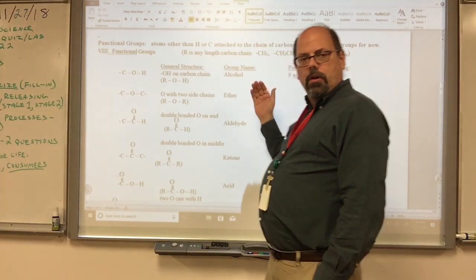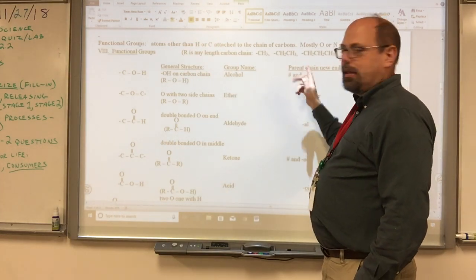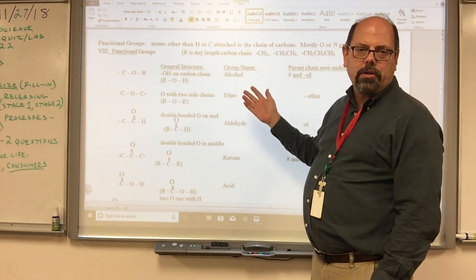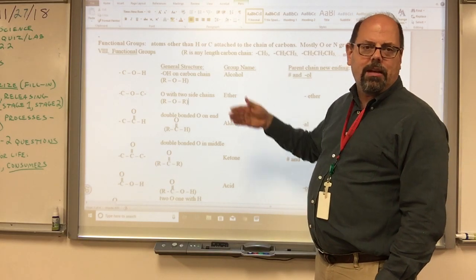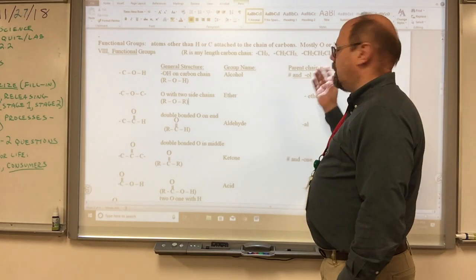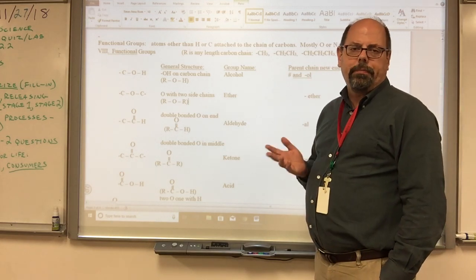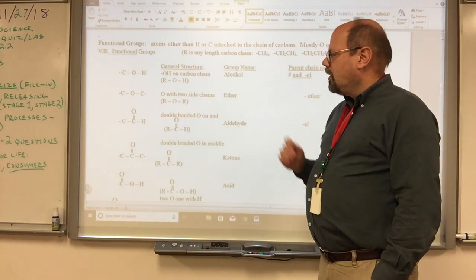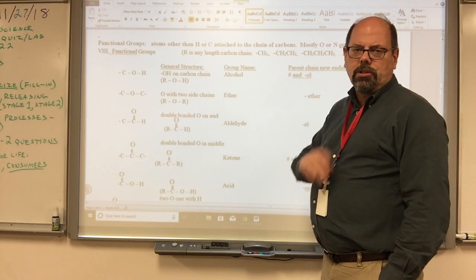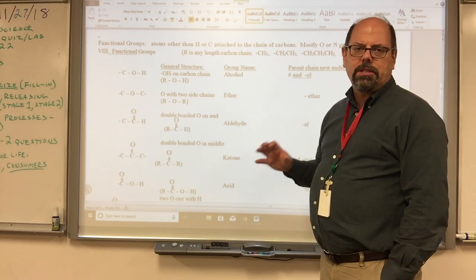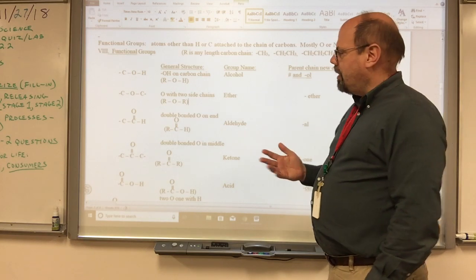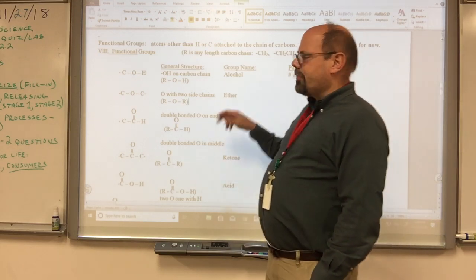Now, because it can move all over, you should include a number in that system showing where that O is attached, which carbon from the end the OH group is attached to, and it ends with an "ol" name, like pentanol, ethanol, something. We'll name those more on a different worksheet. You're just going to learn what the functional groups are today so that you can recognize them and maybe draw some. Ether is the next one.